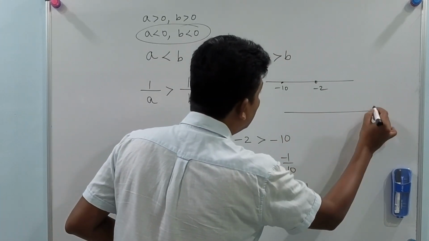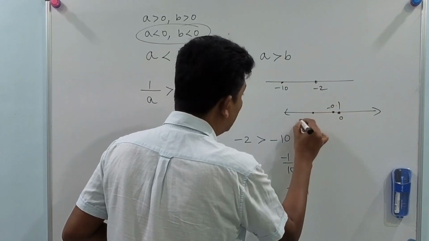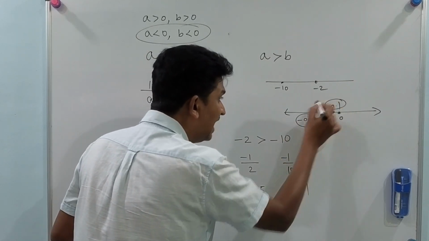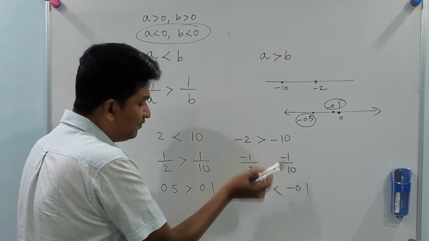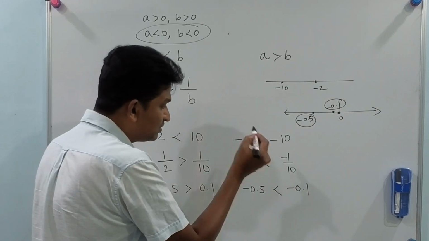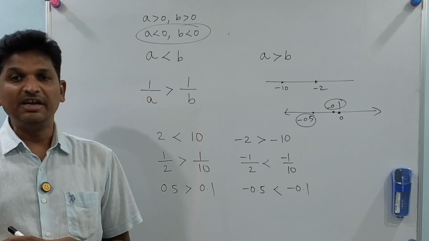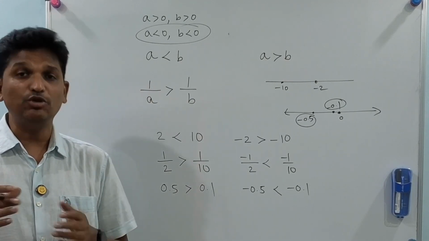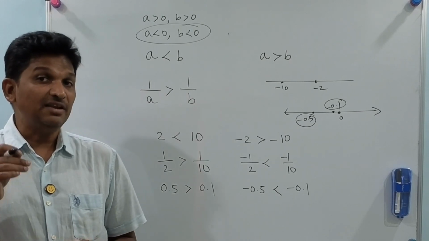Now, what symbol is suitable? Look here on the number line, here 0 will be there, minus 0.1 will be here, minus 0.5 will be here. Minus 0.5 is smaller than minus 0.1. That means here the inequality sign flips. Greater than changes to less than. Hope you are understanding. So, when we write the reciprocal of an inequality, if both sides are positive or both sides are negative numbers, then the inequality sign flips.